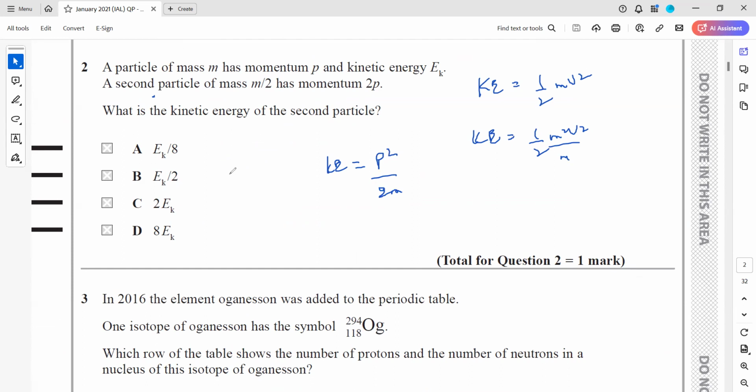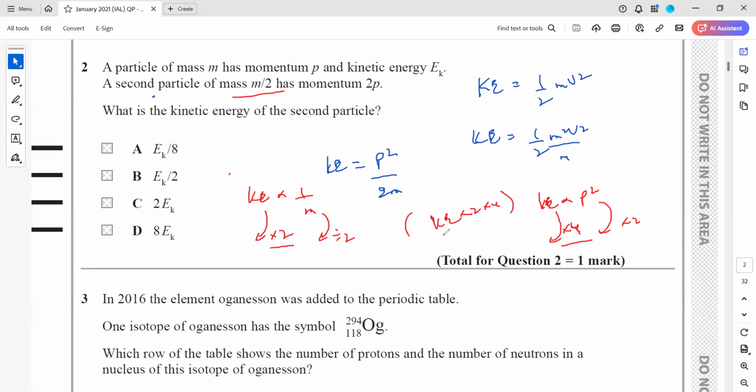So for the second particle, what is the relation according to this? The mass and kinetic energy are inversely related, and the kinetic energy is directly proportional to momentum square. So if the mass is half, what happens to kinetic energy? It will be double. And if the momentum is double, it will increase by square, so it will become 4. Due to change in mass, it increases by 2. Due to change in momentum, it increases by 4. So the total change in the kinetic energy is multiplied by 2 multiplied by 4. So the kinetic energy will be 8 times the original value. So D should be the right answer.